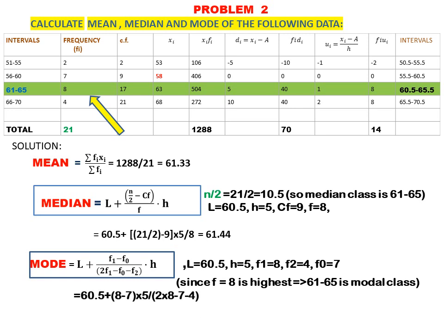So you just have to substitute all the values. 60.5 plus 8 minus 7 upon 2 into 8 minus 7 minus 4 into 5. If you calculate it, you will get the answer 61.88. Okay. So this was about mean, median and mode.